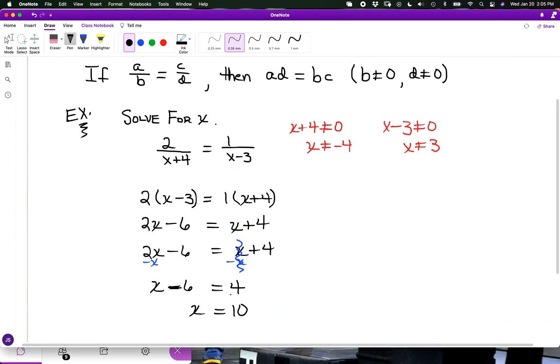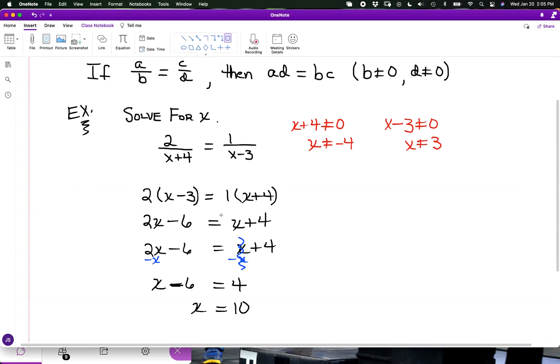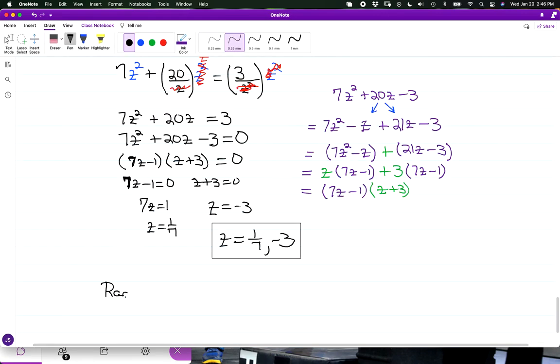And for this type of statement, you can go back and check. We have with x at 10, 2 over 10 plus 4 will translate out to 2 over 14. And 2 over 14 is reducible to 1/7. And for what we have to the right, we have 1 over 10 minus 3, and that is also 1/7. So x equals 10 will check out.